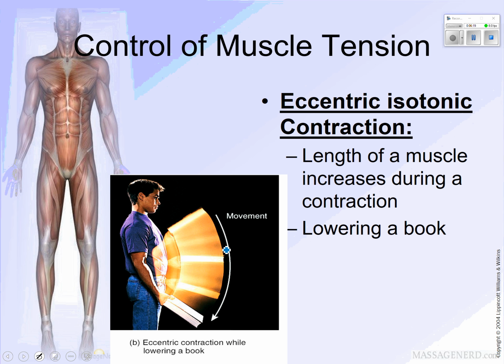Eccentric isotonic contractions. This is where the length of a muscle increases during the contraction. An example of that is the movement of lowering the book or object.